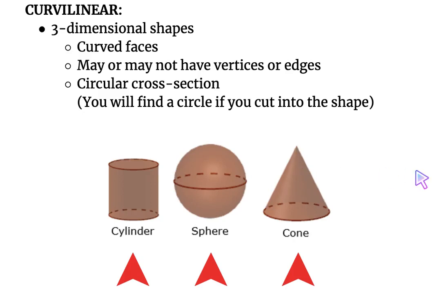All three of these have red arrows pointed to them because they are all important and common: cylinder, sphere, and cone. So like I said, the cylinder is like a soup can, sphere is like a basketball or even the globe, and then the cone is like an ice cream cone or sometimes a party hat. Okay, so that's the curvilinear family. Be sure to jot that down. We're going to do some examples before we end.